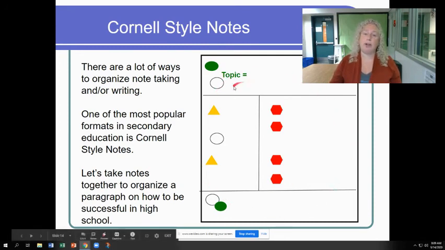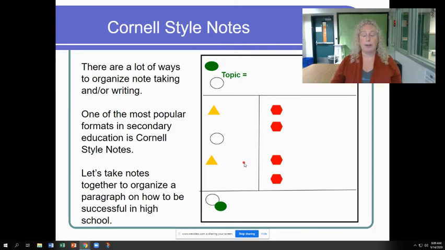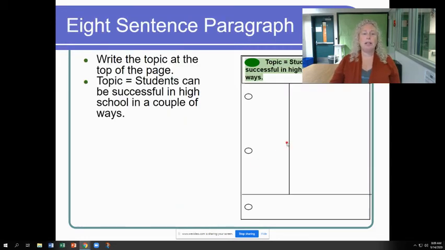This is just where I'm going to jot down my ideas so that when I go to write my paragraph, I have an organization to follow. Okay, here we go. Let's look at another example. My topic: students can be successful in high school in a couple of ways. Okay, so my topic is how students are going to be successful in high school.